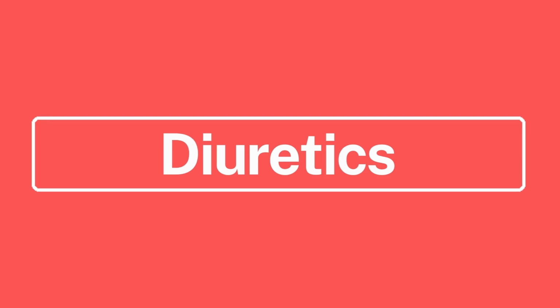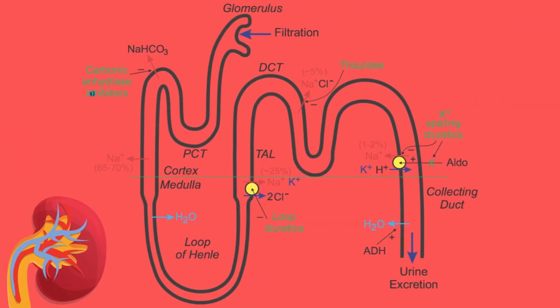Now let's get into diuretics. Diuretic medications primarily work in the kidneys to increase the excretion of water and electrolytes from the body. There are different types of diuretics, each targeting specific parts of the kidneys' filtration and reabsorption processes.